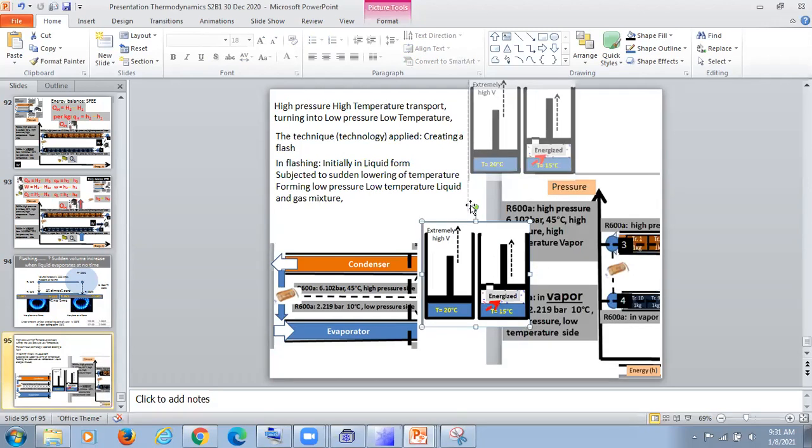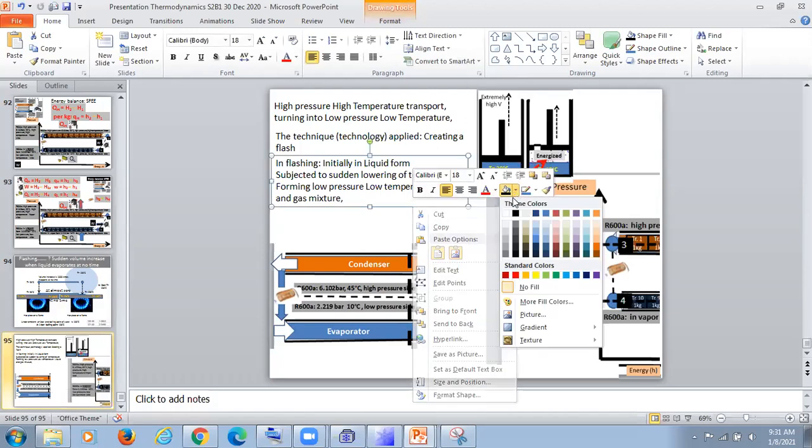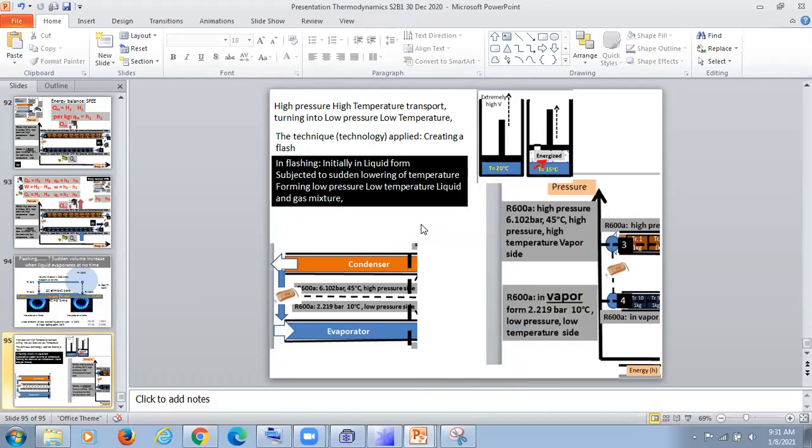Yeah, like this. Inflation. Okay, so this is the situation.